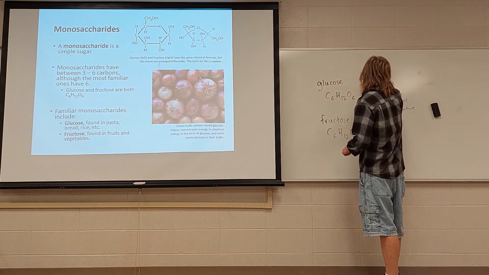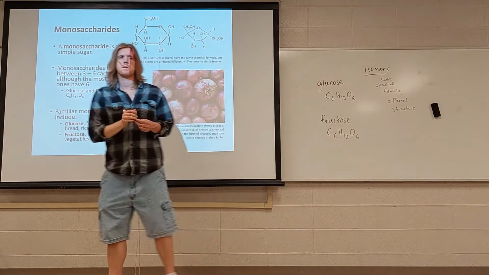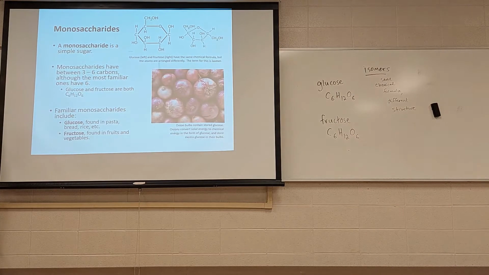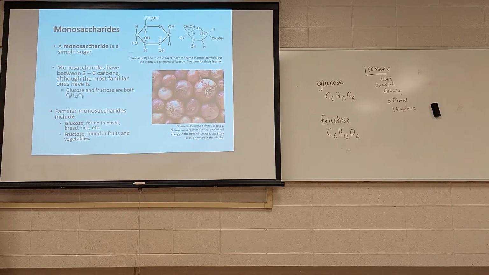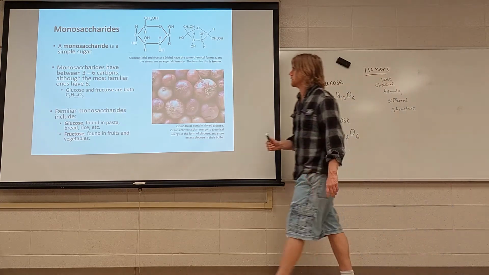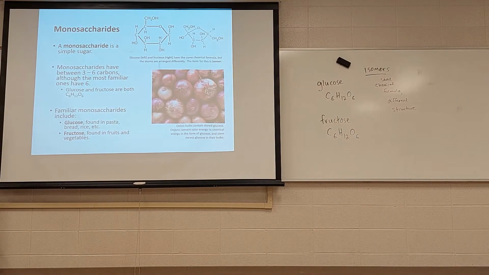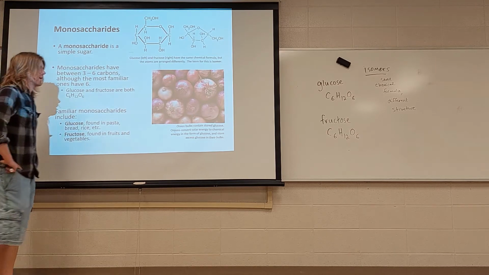The term for that is isomers. Glucose and fructose are isomers. Same atoms, same number of each element in them, but structurally they are different. Both glucose and fructose are prevalent in your diet, no doubt. Glucose is found in pastas, bread, rice, those kind of things, wheat-based foods. Fructose is the dominant sugar found in fruits and vegetables.